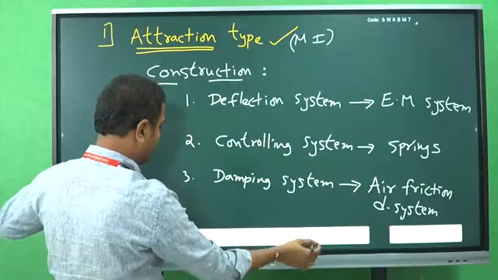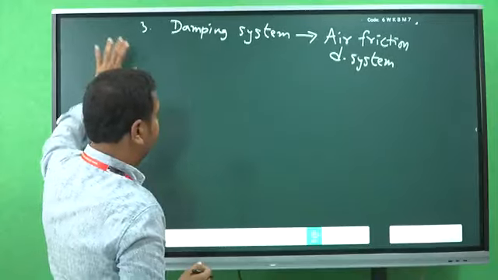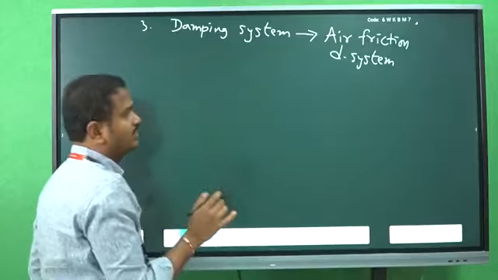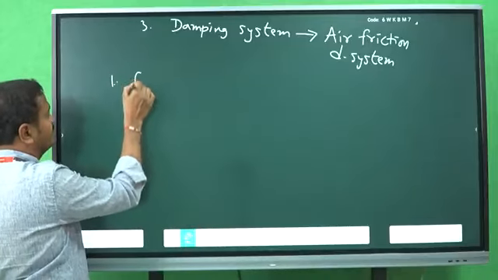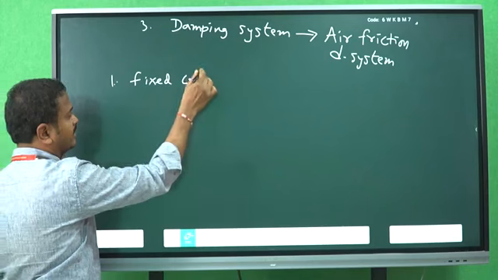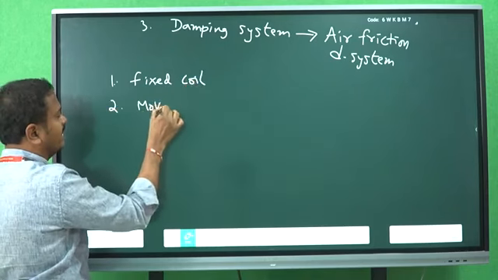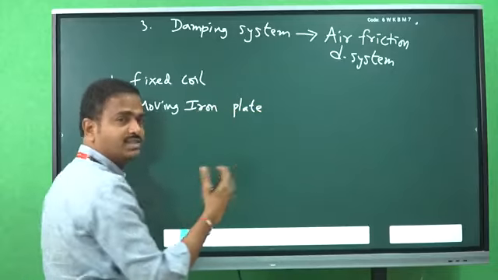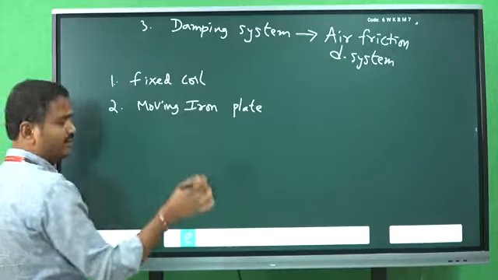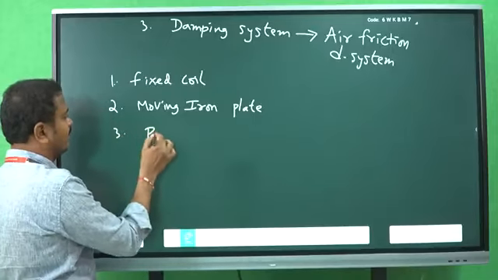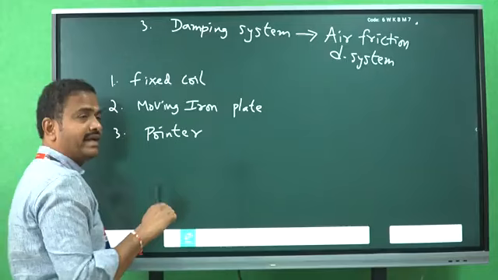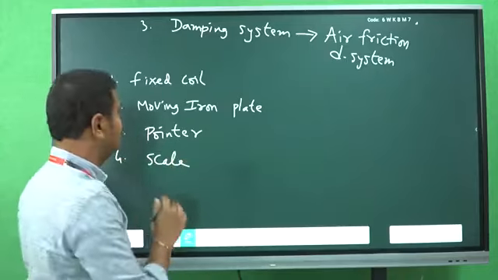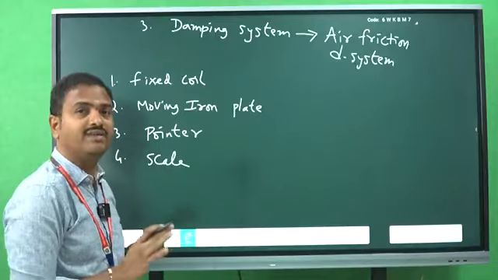Clear? So now we have to draw the diagram for the attraction type moving iron instrument. First, the deflection system. In the deflection system we have fixed coils or copper coil. Second is the moving iron piece or iron plate, which is movable inside the instrument. Third is the pointer, which points the accurate value on the scale. And fourth is the graduated scale. So these are the parts in the deflection system.